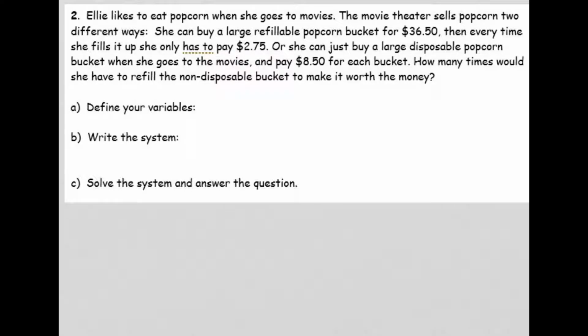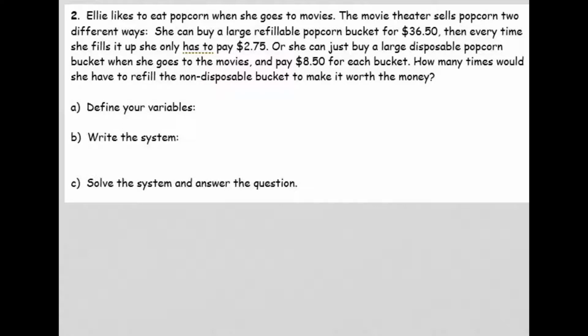Okay, number 2. This is based on a true story. When I was in the movie theater looking around at all these people buying popcorn, I was like, hey, is this smart to buy this refillable tub? I don't know. So this is kind of based on that idea.